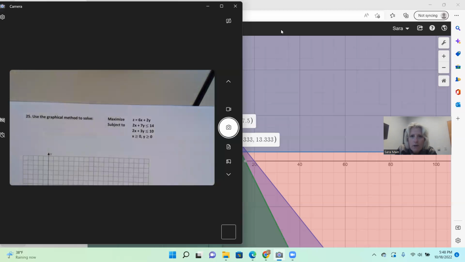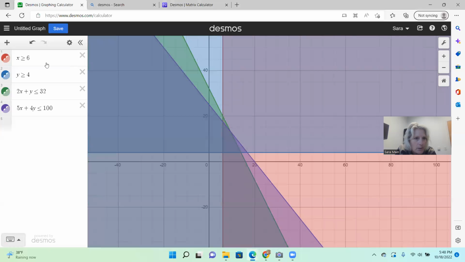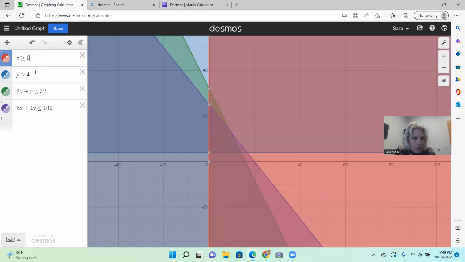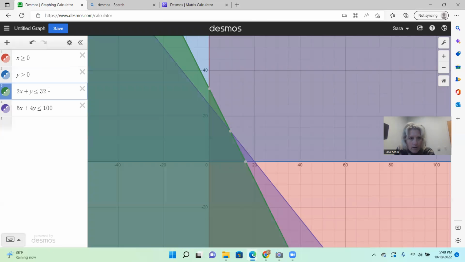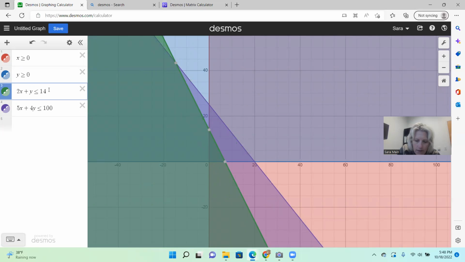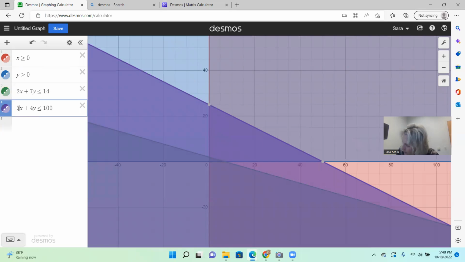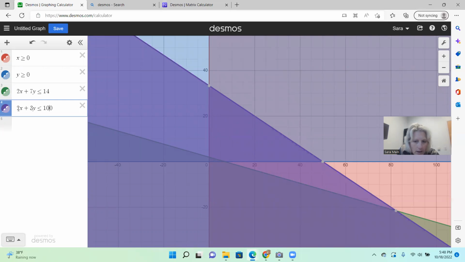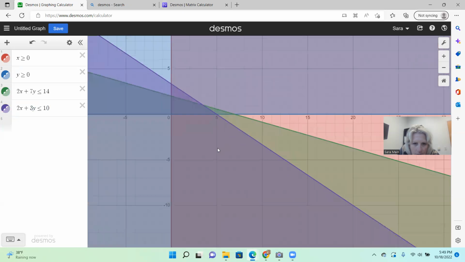So let's go ahead and graph. x is going to be greater than or equal to 0. y is going to be greater than or equal to 0. And then we have 2x plus 7y is less than or equal to 14. And then 2x plus 3y is less than or equal to 10. So I can zoom in here.